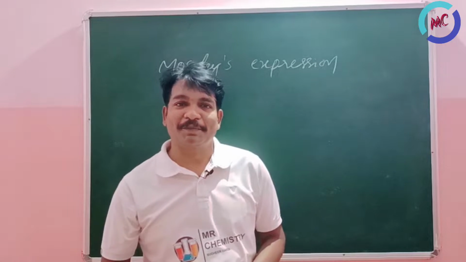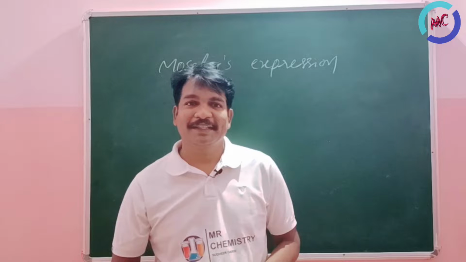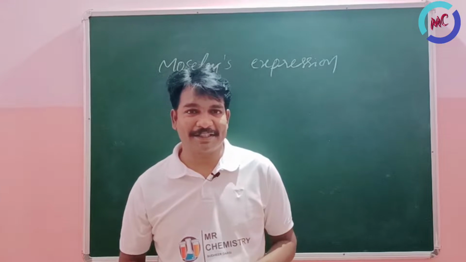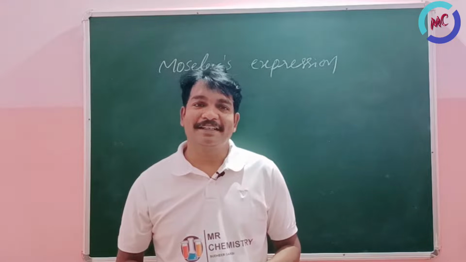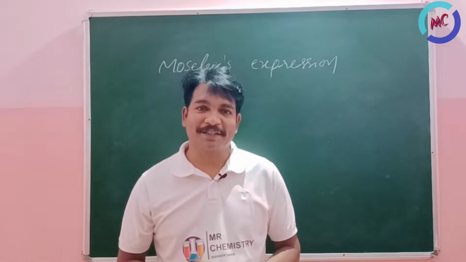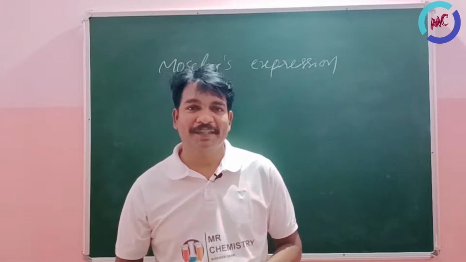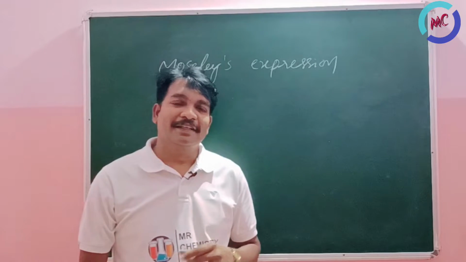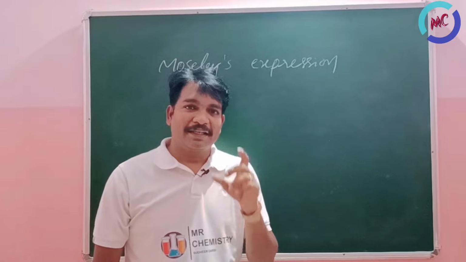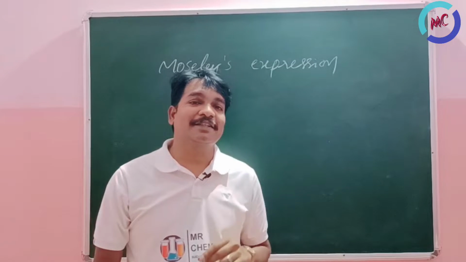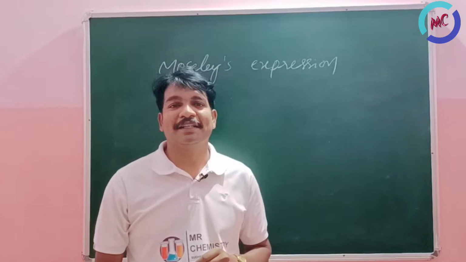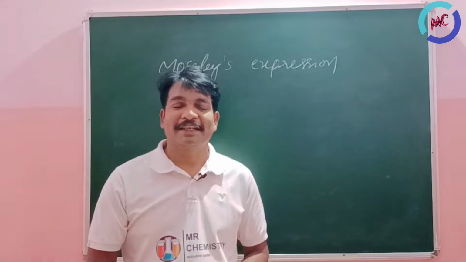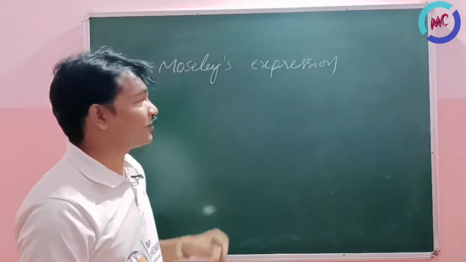He conducted some experiments on a discharge tube and he took unknown elements as anticathode. Anticathode is nothing but anode, and he discovered an unknown spectrum, that is the X-ray spectrum, and he understood that every element has different frequencies, meaning every element has a characteristic frequency. From that he understood there are different elements with different frequencies, and he gave an expression, that is Moseley's expression.